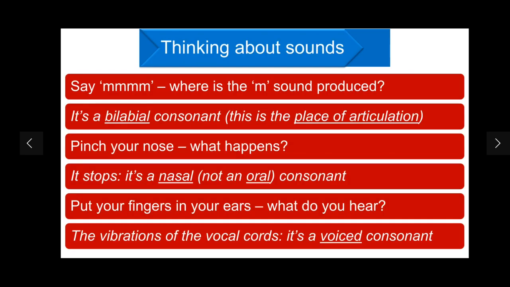Thinking about sound, try to say: where is the m sound produced? Of course you are using your upper lip and your lower lip, so it is a bilabial consonant sound. When you say it is a bilabial consonant sound, this is the place of articulation. So when we are talking about which organs are used in the production of a speech sound, we are talking about a place of articulation.